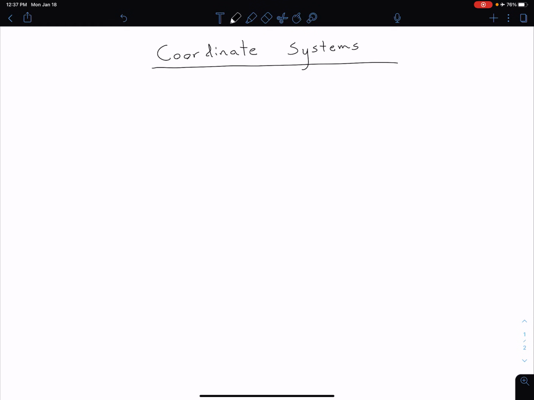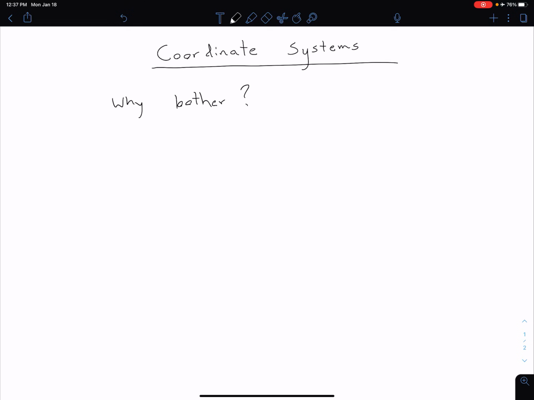In this unit, we're going to be looking at different coordinate systems and how to transform between them. Before we even get into this, a good question to ask is why should we even bother learning about different coordinate systems? Maybe you're already pretty comfortable with our Cartesian or rectangular coordinate systems, so why do we need to learn about different ones?